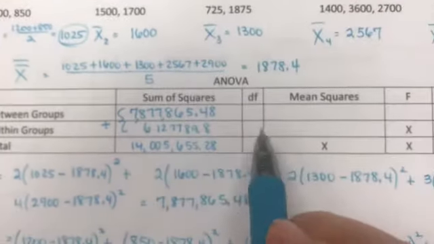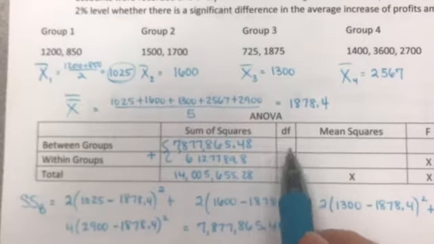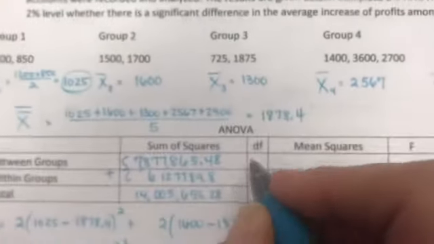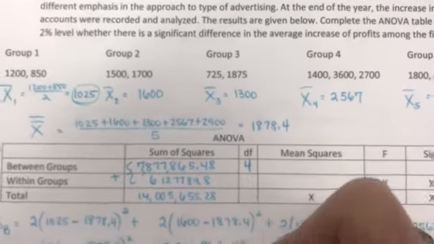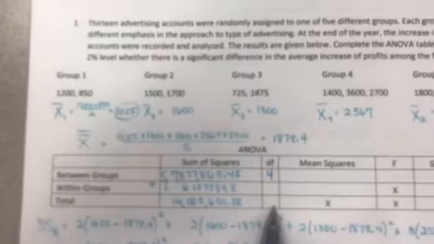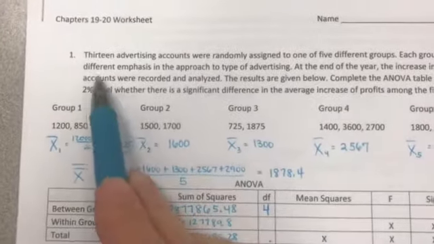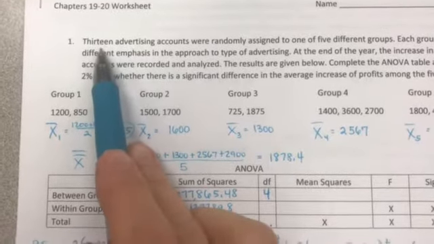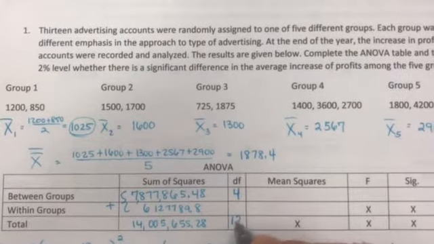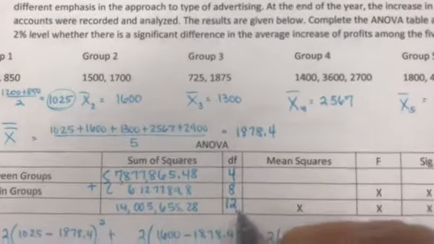Okay, let's figure out, how do you find your degrees of freedom? Remember, for the degrees of freedom here, it's the number of groups minus 1. So I had 5 groups here, so my degrees of freedom would be 4. The total here is the number of total observations, and I had 13 observations, so it's always the total observations minus 1. So in this case, this would be 12. So I know this one has to be 8, because these two have to add up to this one right there.